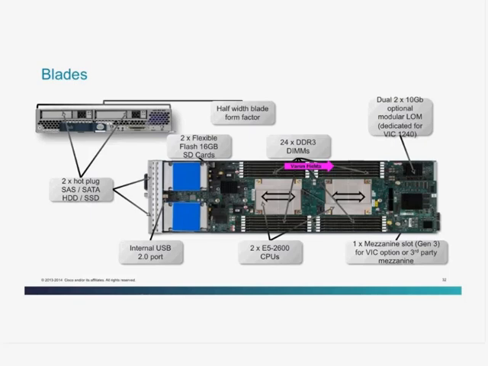You can see out here we have a mezz slot for the CNA, the converged network adapters, also for your RAID controllers, and also we have a LOM slot out here. We also have an internal USB port out here, and you can see these are your HDD slots, hard drives. You can either place SAS or SATA drives.